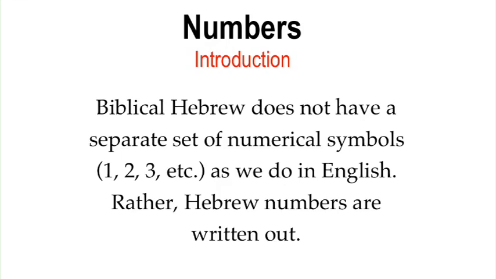In this particular chapter, we're going to talk about Hebrew numbers. Look on your screen with me. Biblical Hebrew does not have a separate set of numerical symbols like we do in English, 1, 2, 3, etc. Rather, Hebrew numbers are always written out like O-N-E, T-W-O, T-H-R-E-E. We need to learn in this chapter what those numbers are in Hebrew.